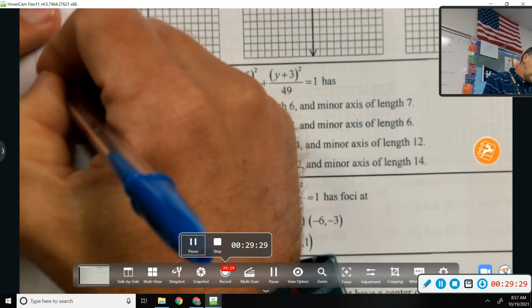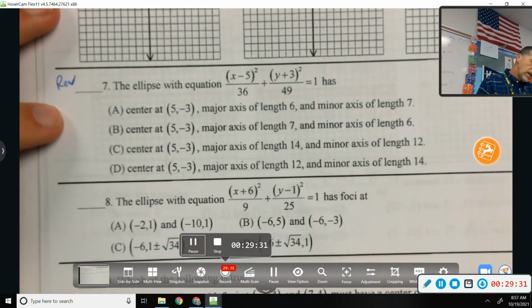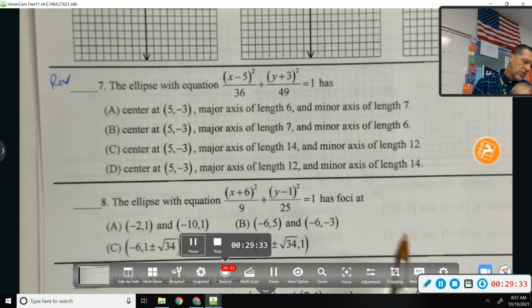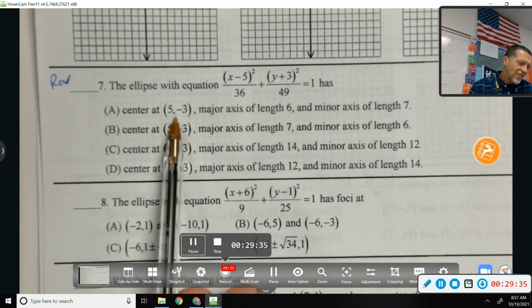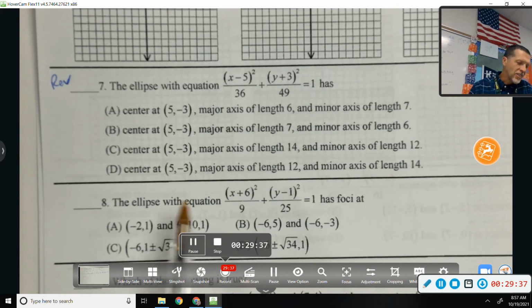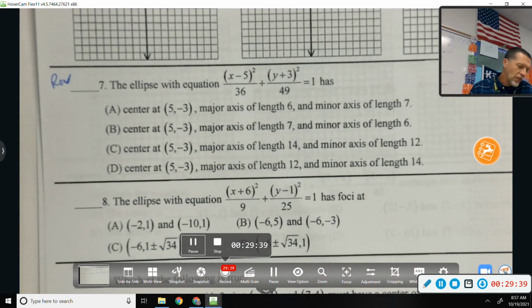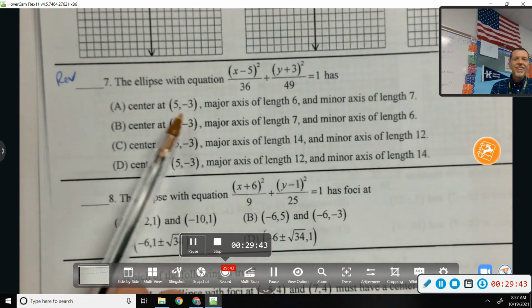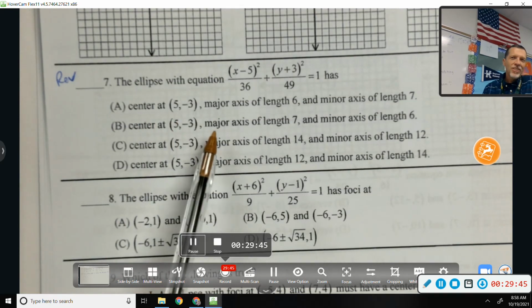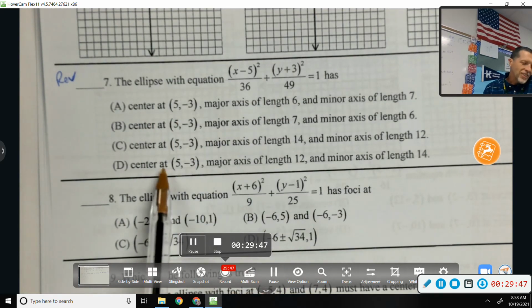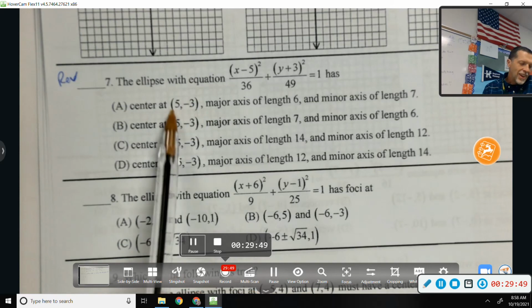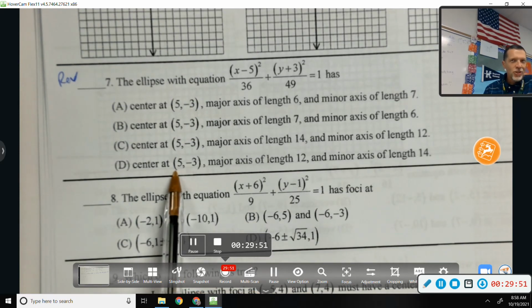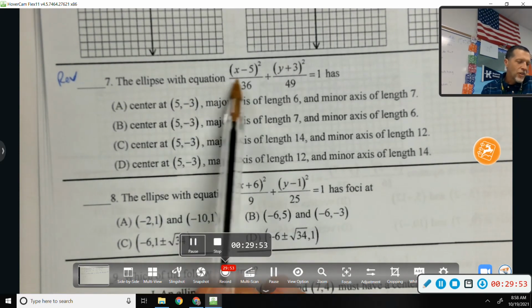This is the review, number 7. How do I find the major and minor? So the center is at 5, -3, but they all say that, so that's not really helpful. It's true, actually. If all of them say that, that means it has to be true, and then you could remind yourself, oh yeah, that's the center.